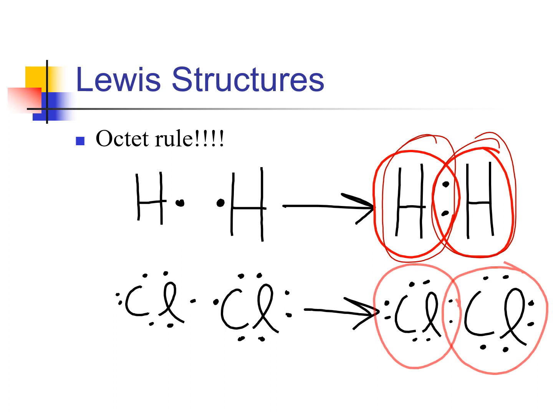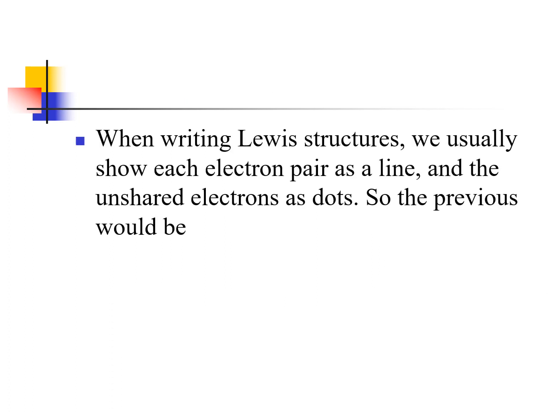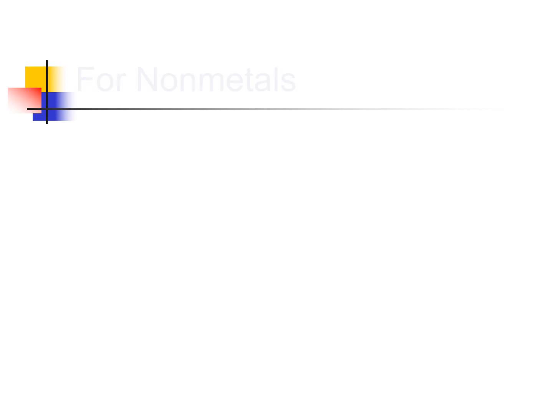Chlorine, same difference. Now, when writing Lewis structures, we usually only show electron pairs as a line and the unshared electrons as dots. This is not a requirement, just as an FYI. So the previous examples would look like this.